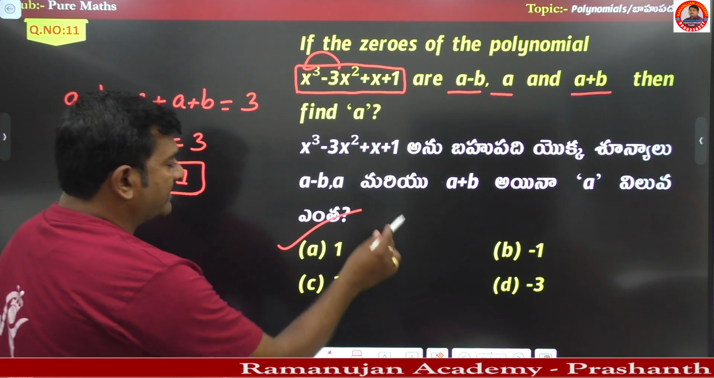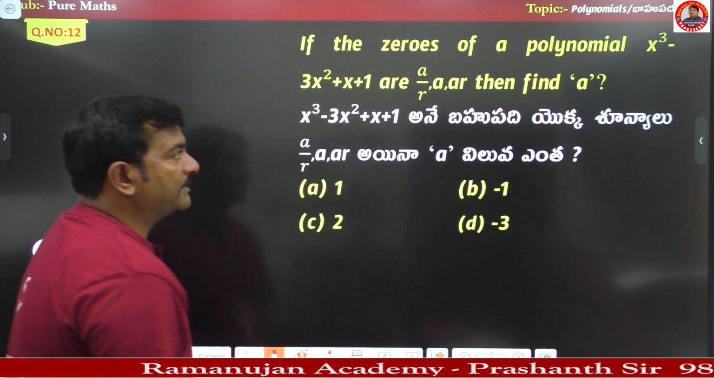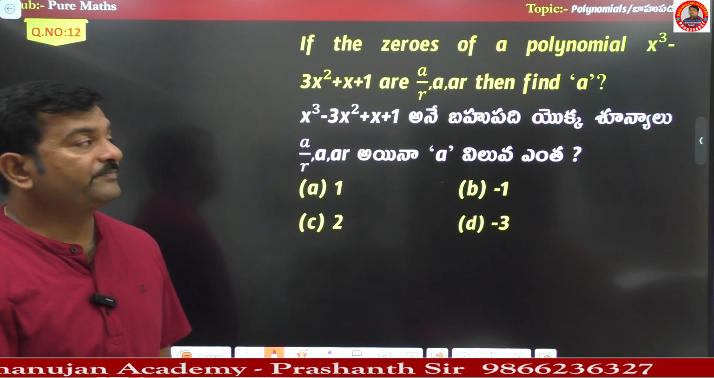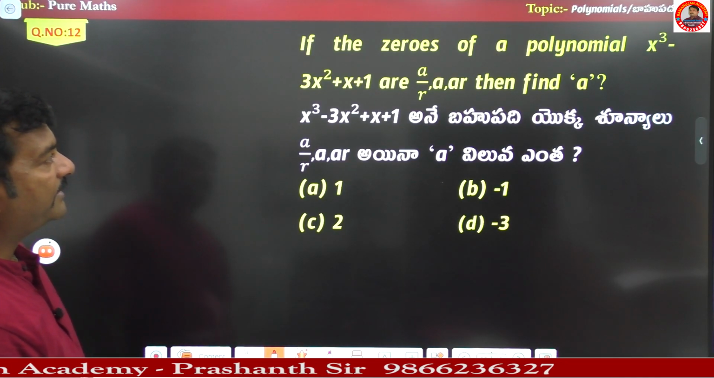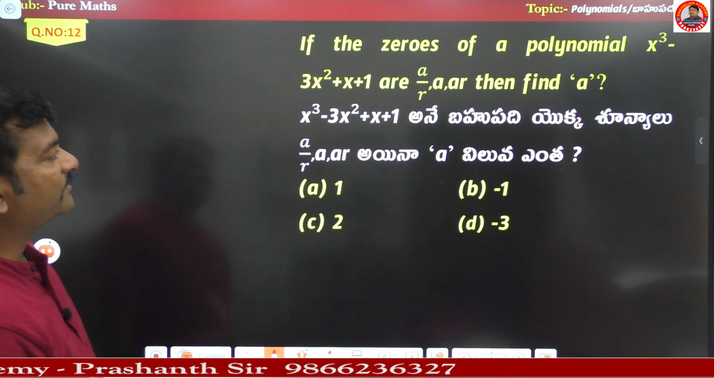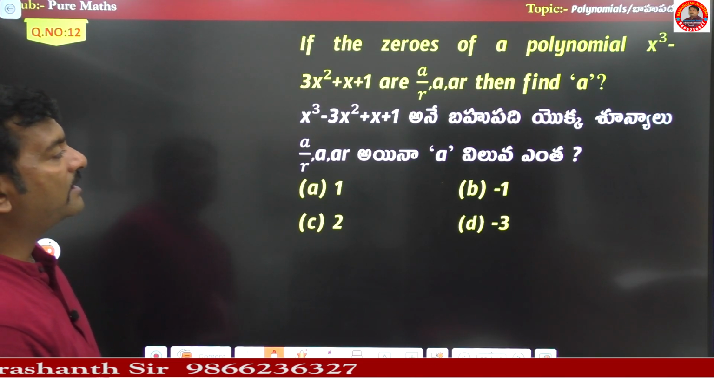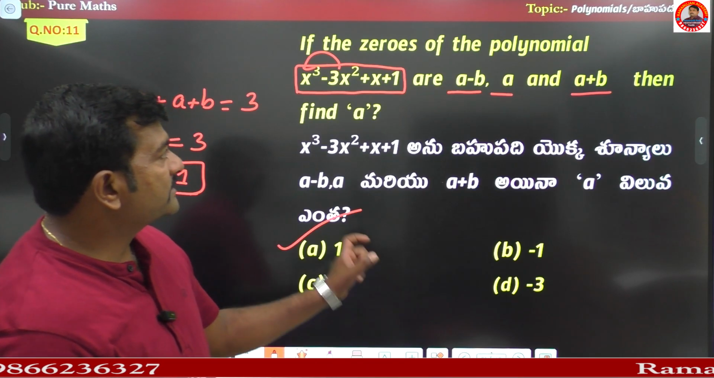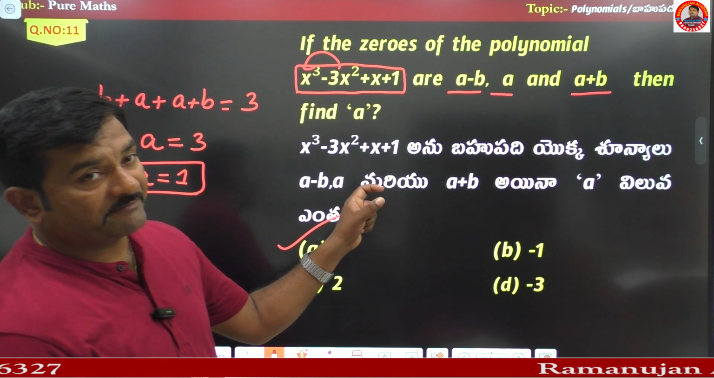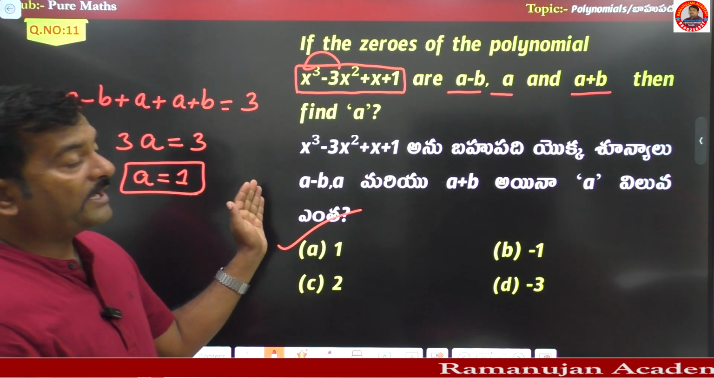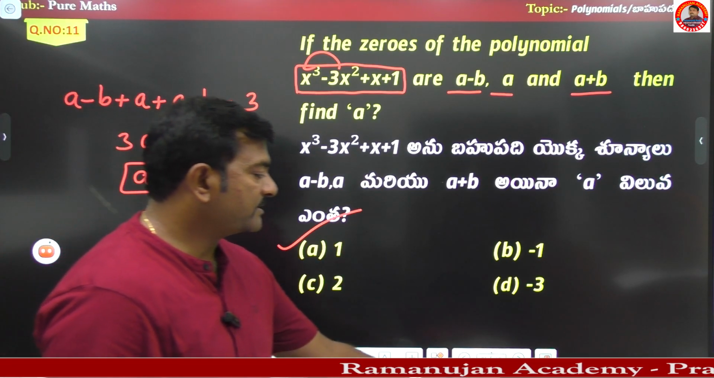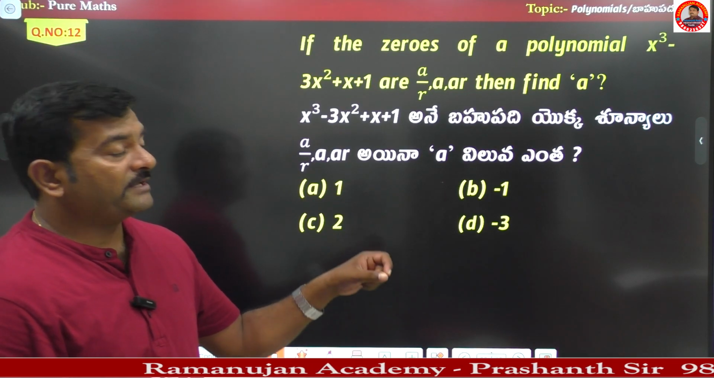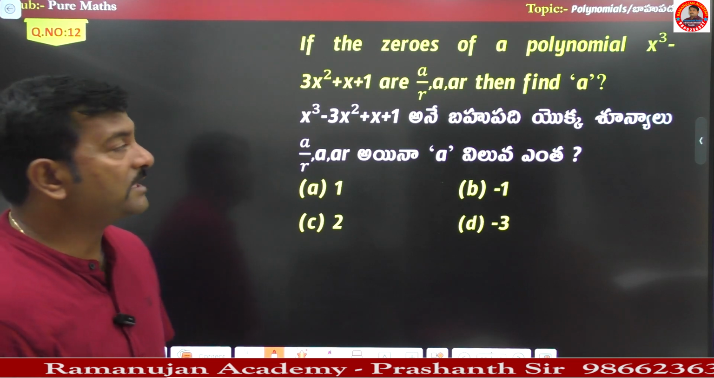We were asked to find the a value, which equals 1. Now observe here. If the zeros of the polynomial x cube minus 3x square plus x plus 1 are a by r, a and ar, then he asked to find a. Something different in this question. Earlier, a minus b and a plus b were given, and to find the a value I took the sum of the roots concept. Whereas here, a by r, a and ar, in order to find the a value, we will usually take the product of the roots concept.